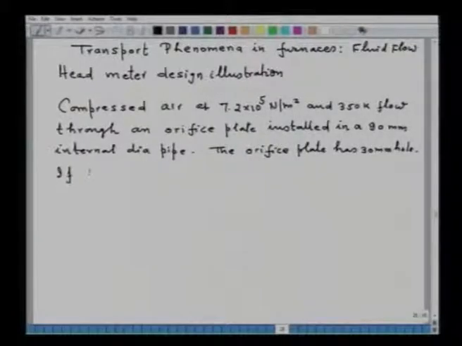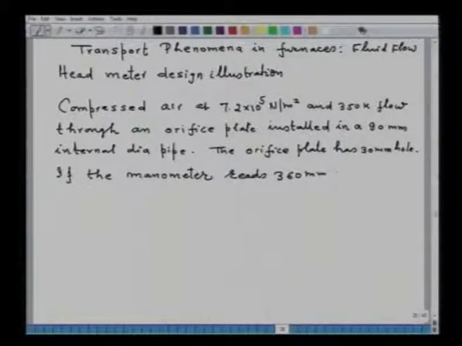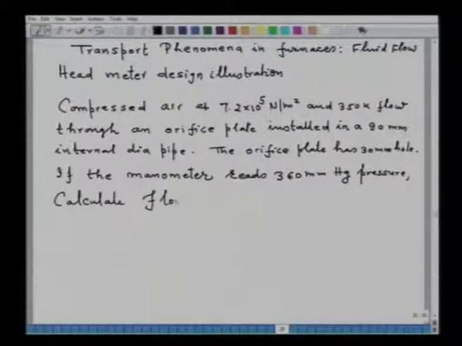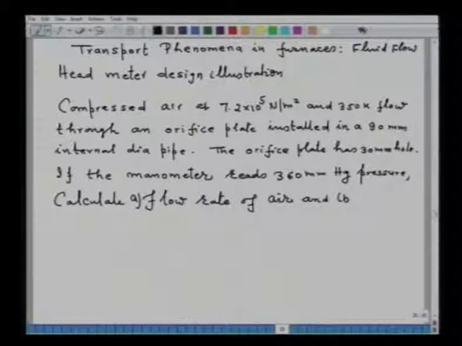Now, if the manometer reads 360 millimeter mercury pressure, calculate A, the flow rate of air, and B, the permanent pressure drop.